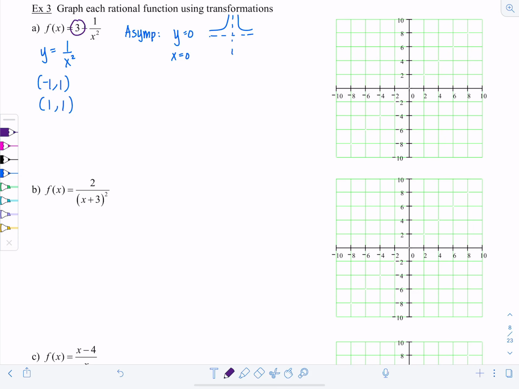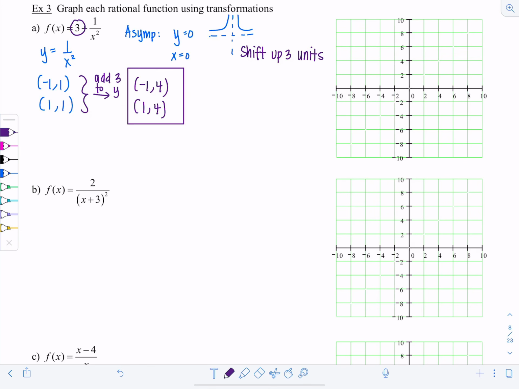So let's see what transformations are going on here. All that I notice is this +3. So we're going to take the graph and shift it up 3 units. Okay, so in order to change my key points, I'm just going to add 3 to the y coordinates. So I have -1, 4 now. X doesn't change. And 1, 4.